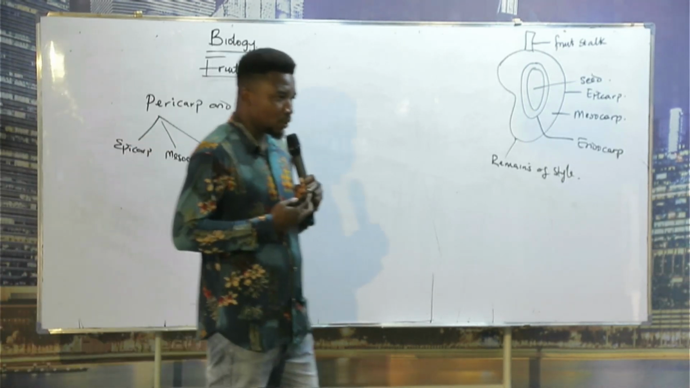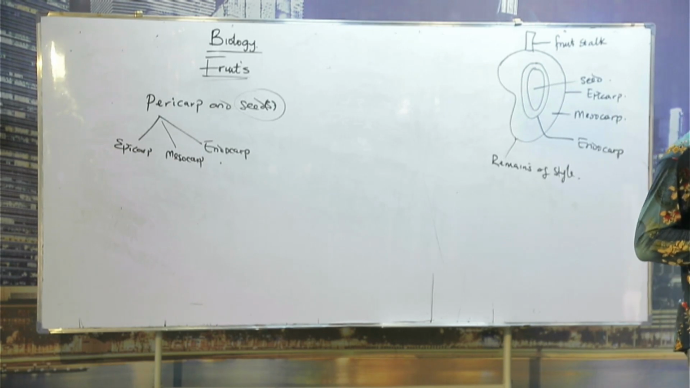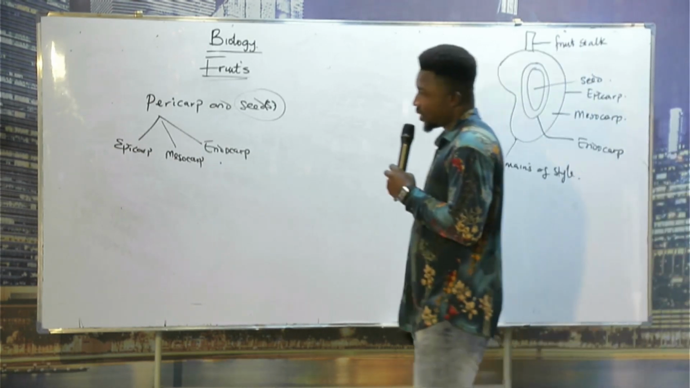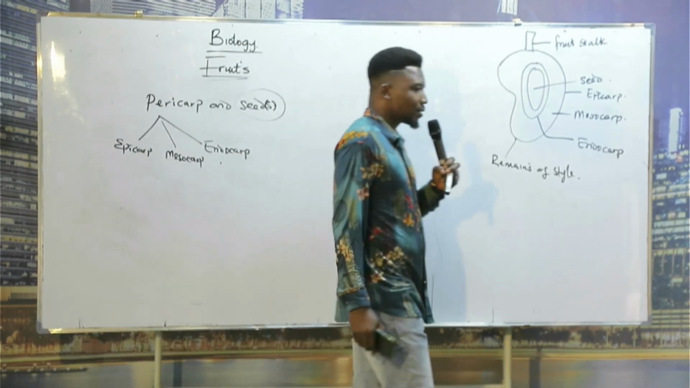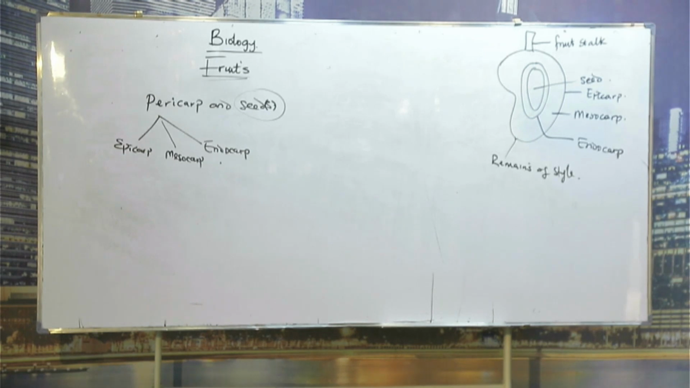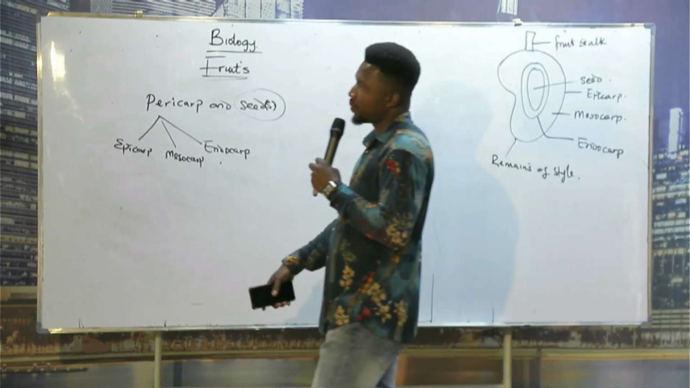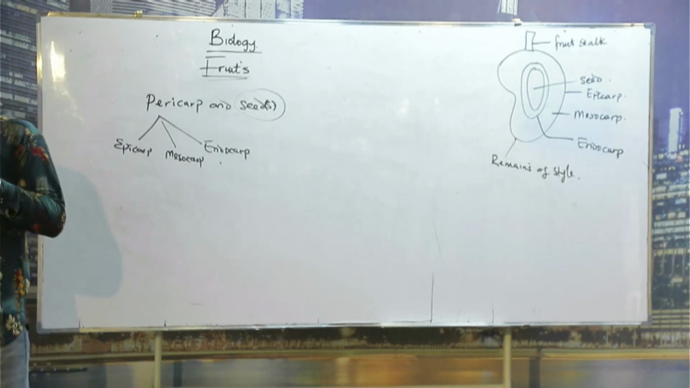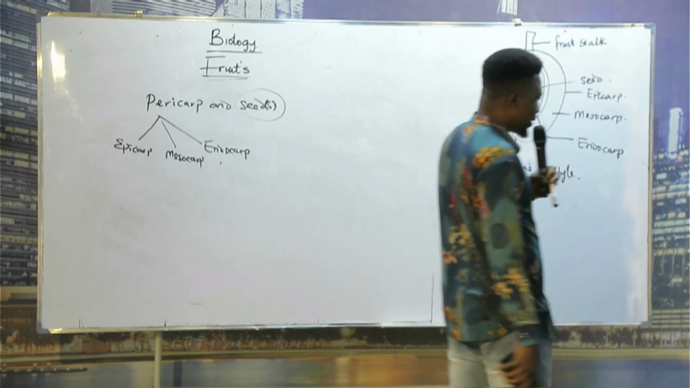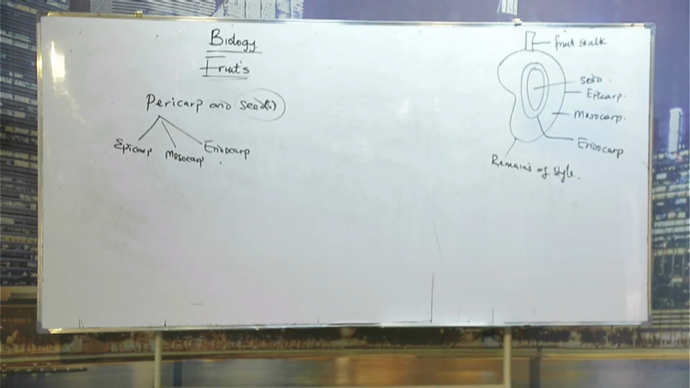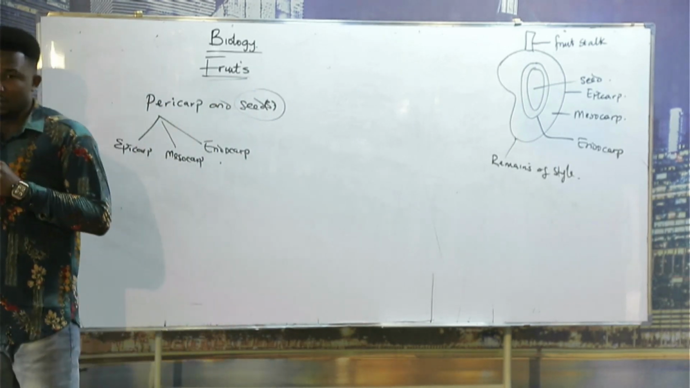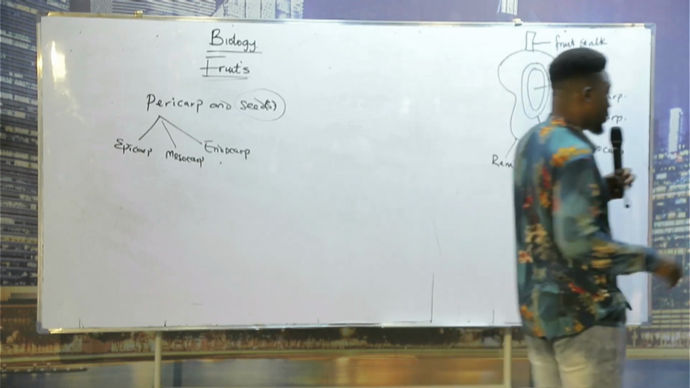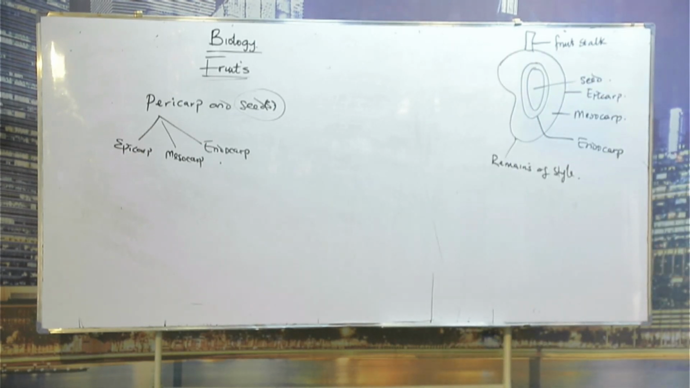The next one is the endocarp, that should be C. It is the inner part of a fruit, and the closest layer of the pericarp to the seeds. Full stop.